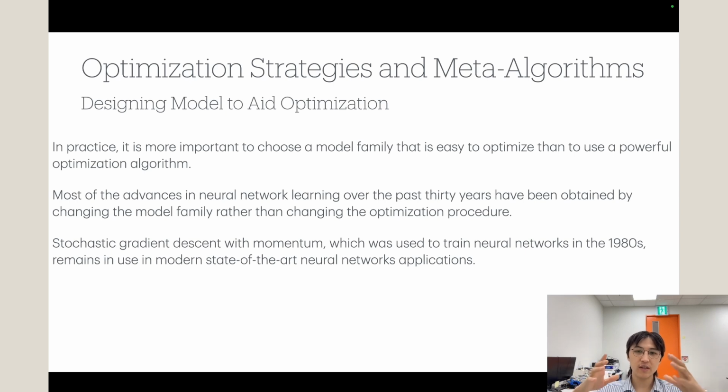And people are doing research to find these good architectures to apply to stochastic gradient descent, or to Adam or other optimization algorithms. Most of the advances in neural network learning over the past 30 years have been obtained by changing the model family rather than changing the optimization procedure. That's right. And stochastic gradient descent with momentum, which was used to train neural networks in the 1980s, remains in use in modern state-of-the-art neural network applications.